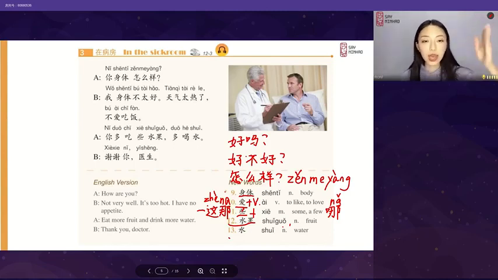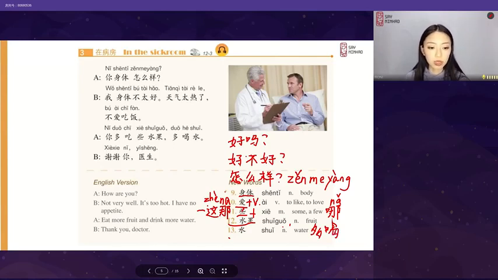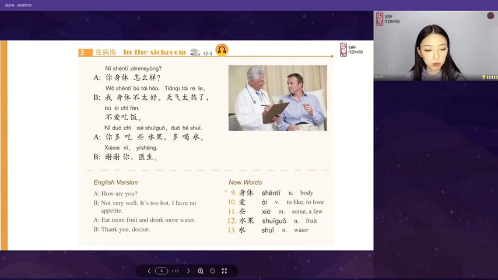Last word is 水. Read after me, please. 水, 水, it means water. So drink water is 喝水, and drink more water is 多喝水. When you want to express your care for someone, you can say 多喝水 to this person. Now let's try to read it from the start, each twice. 身体, 身体, 爱, 爱, 些, 些, 水果, 水果, 水, 水.